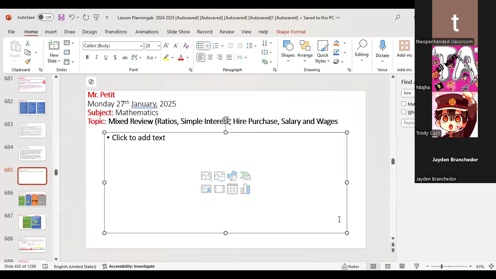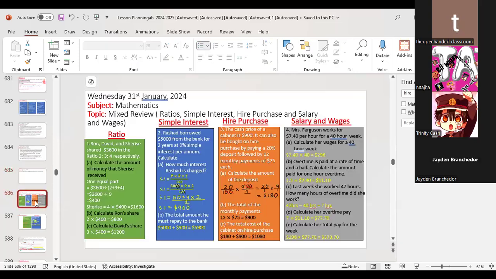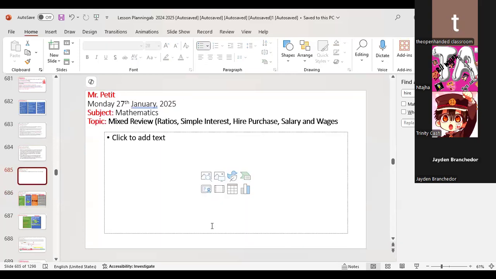All right, so the first question that we were on was Ron, David, and Charisse. We said that they shared it in the ratio 2 to 3 to 4, right? So let me go ahead and write that down quickly so we could have everything in one setting.